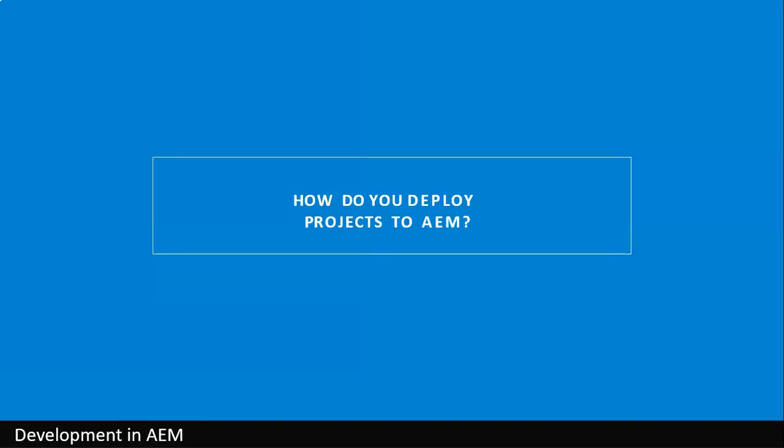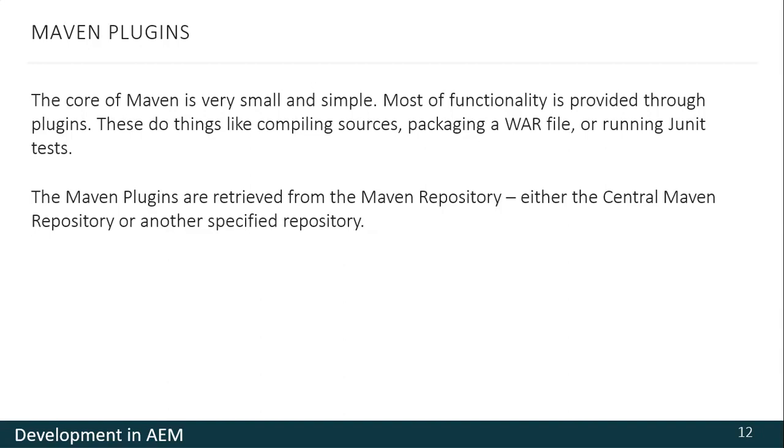Let's try to answer the next question. How do you deploy the projects to an AEM instance? So, how will a project be deployed to an instance? It is deployed using a set of Maven plugins because the core Maven is small and simple. Most of the functionality is provided through plugins. These do things like compiling sources, packaging a WAR file, or running JUnit tests. The Maven plugins are retrieved from a Maven repository, either the central Maven repository or other sources.